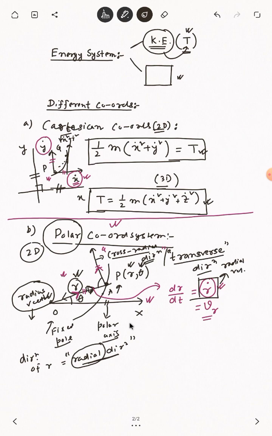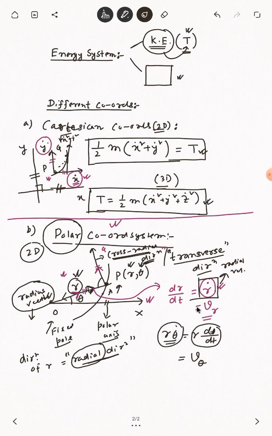And the other direction is along the cross radial line. So along the cross radial line, the velocity will be very similar to y dot. This treatment will be similar, and this becomes r theta dot. That means r into d theta by dt. This is denoted as v theta. But from the exam point of view, this notation r d theta by dt or r theta dot is important.